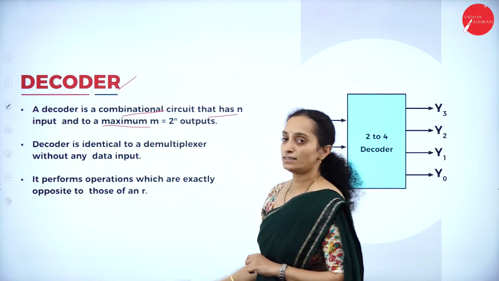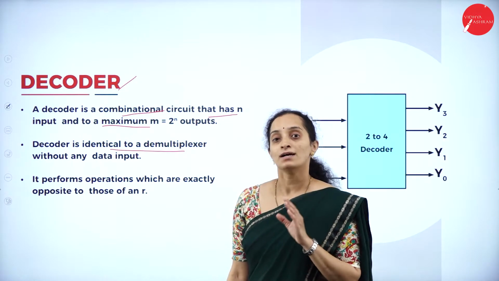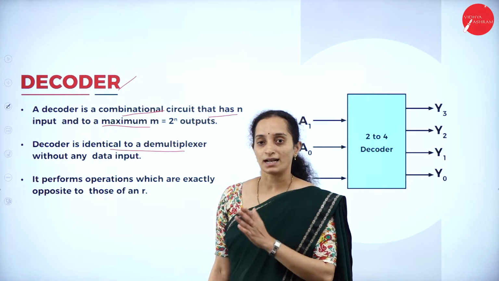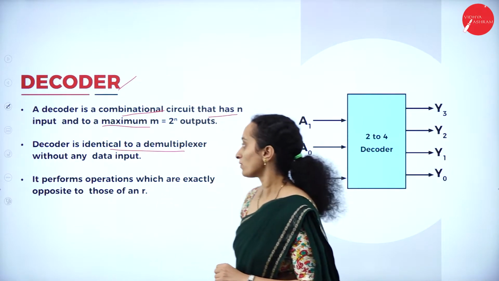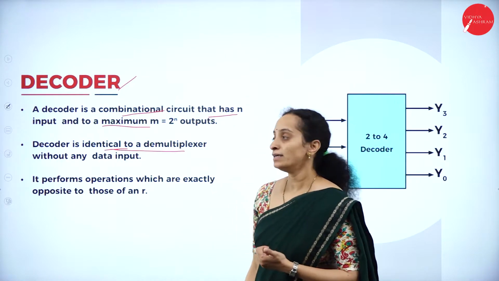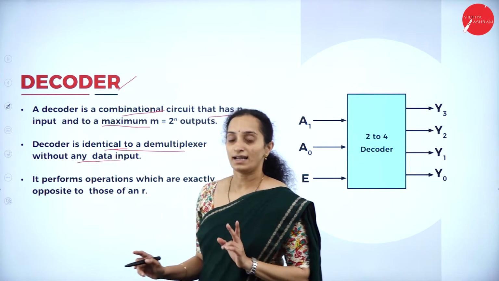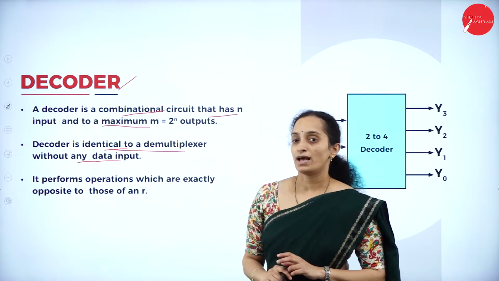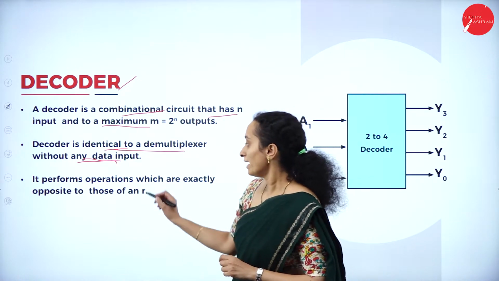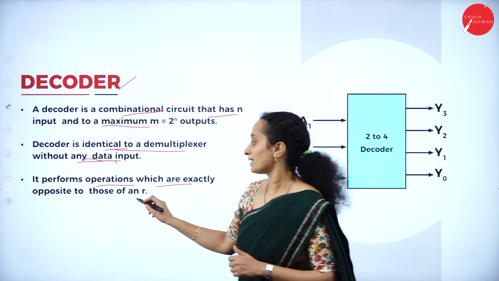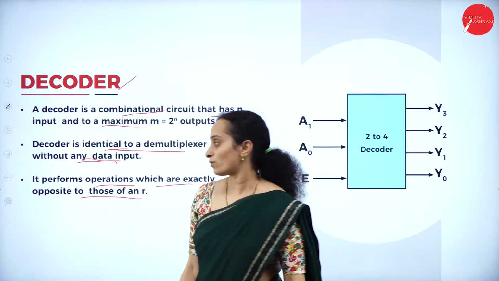Okay, here we have the decoder. Decoder is identical to another combinational circuit, that is the demultiplexer. Multiplexer and demultiplexer are also combinational circuits. Here we have the decoder, which is identical to a demultiplexer or demux without any data input. We don't have any data input, only input connections are there. It performs the operations which are exactly opposite to those of an encoder. It is the reverse of the encoder.